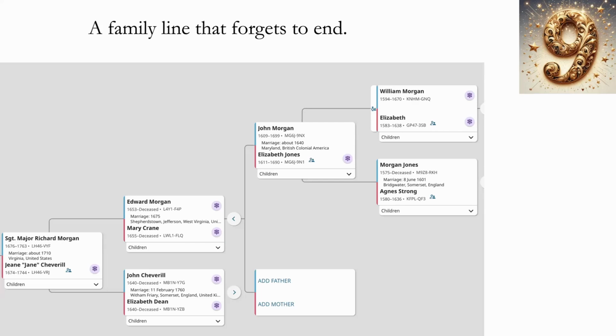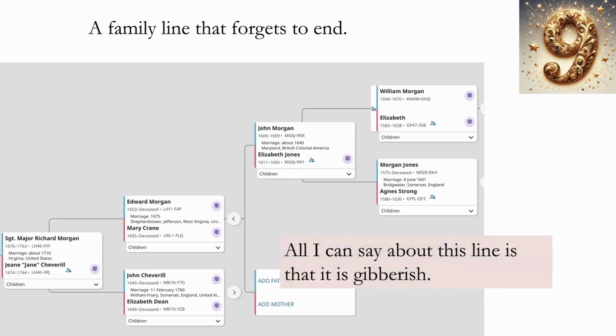Instead of doing something like that, what you would correctly do is replace them systematically with the right people if it's possible. If it's not possible, it may be necessary at some point to say we don't have a parent for this person, and any of the other stuff that was added is just imaginary. All I can say about this line is that it's a lot of gibberish.